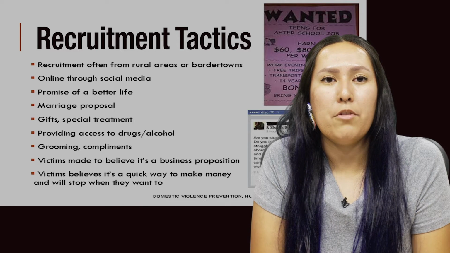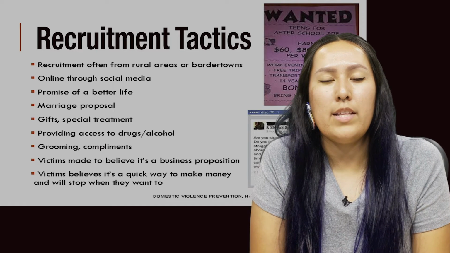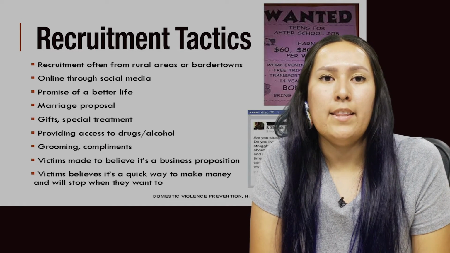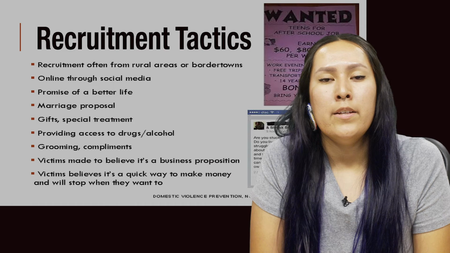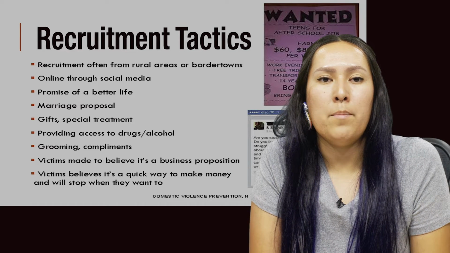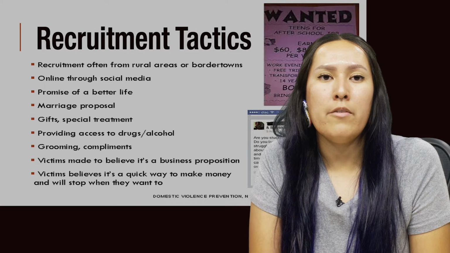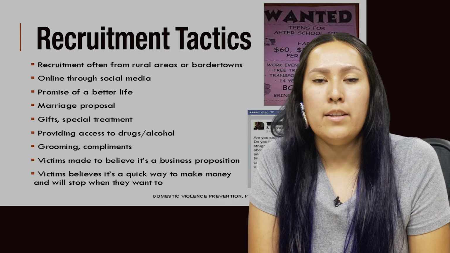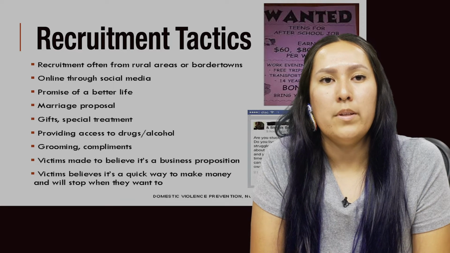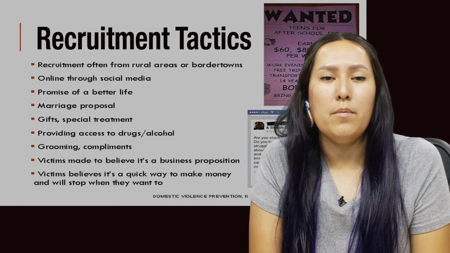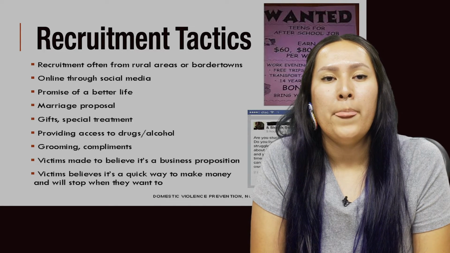Traffickers also try to recruit, often from rural areas or border towns, because they know that there might be higher rates of poverty in those areas. Again, they also use social media, especially when they're targeting the younger population. Sometimes traffickers might promise someone a better life, so maybe they're targeting someone who might be experiencing homelessness or poverty, who's looking for a way out, and they might be in a very vulnerable state, and traffickers try to prey on that vulnerability. They might also make a marriage proposal and offer to marry whoever they're trying to target.